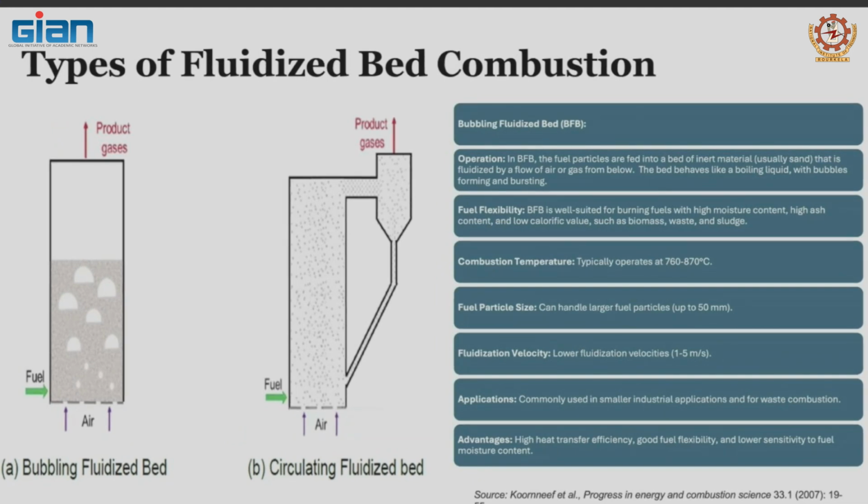Again, the particles there, let's say the inert bed material is sand, and the fuel, a solid fuel, is fed into the bed. This is from a historical perspective. They are, of course, most plausible to use when the fuel is solid.